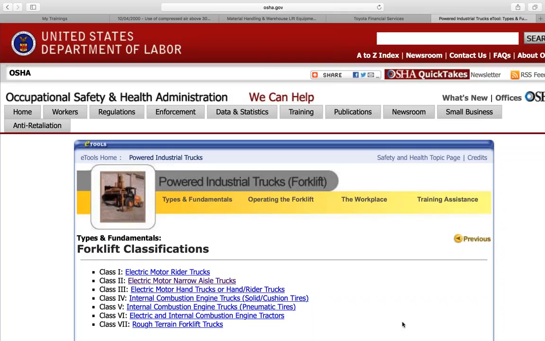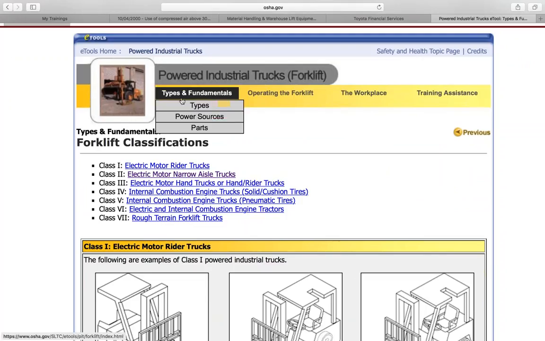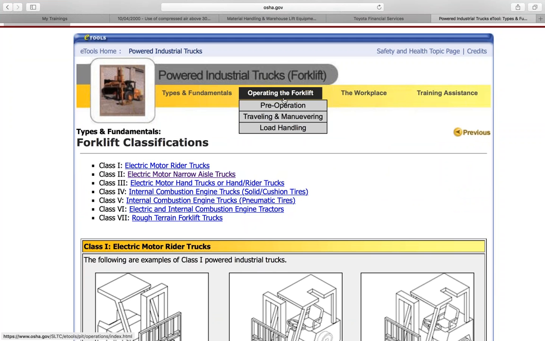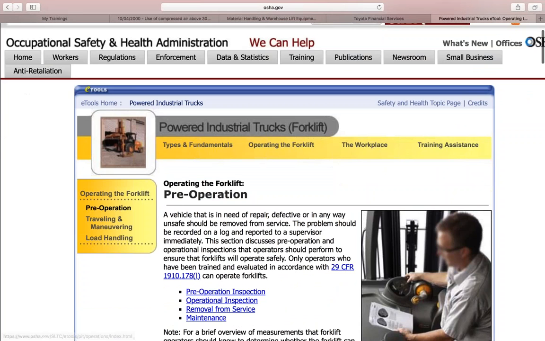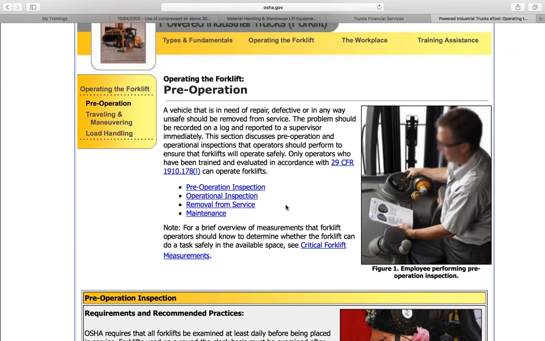Okay, now in addition to that, what we're going to talk about right now is all the different rules. Let me show you where all these different rules come from. Things like loading, unloading, traveling, servicing, tipping. If you look here in this OSHA e-tool, where I'm coming now is where you see pre-operation, traveling, maneuvering. All of these tips right here, OSHA calls them recommendations and requirements.